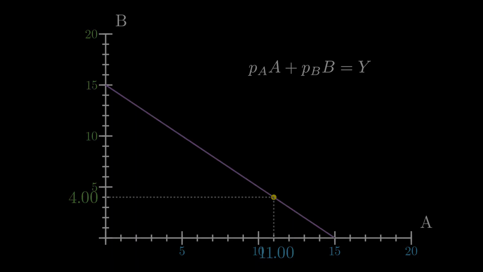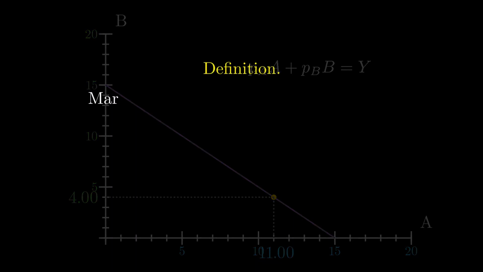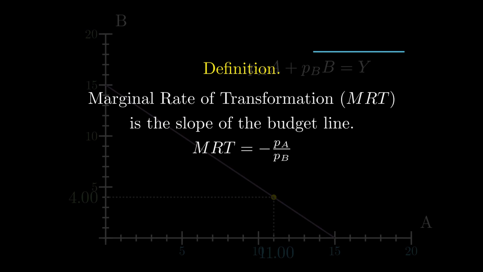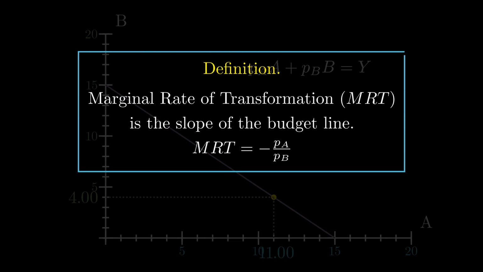Given that we can't save, would we ever choose an allocation that is in the opportunity set but not on the budget line? No. We will always choose a point that's on the budget line. The marginal rate of transformation is the slope of the budget line. In our two-good model here, that's just the price of A divided by the price of B.